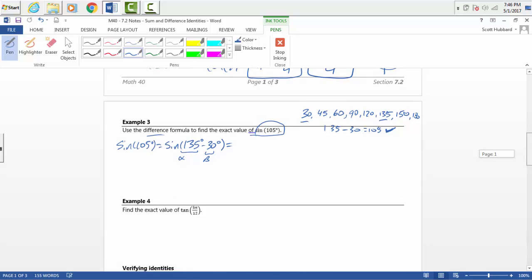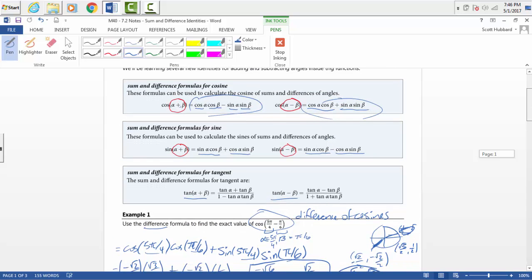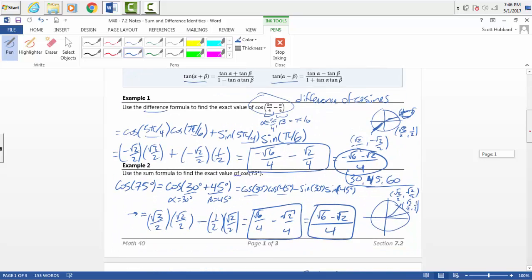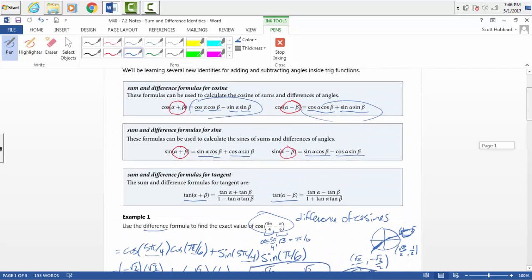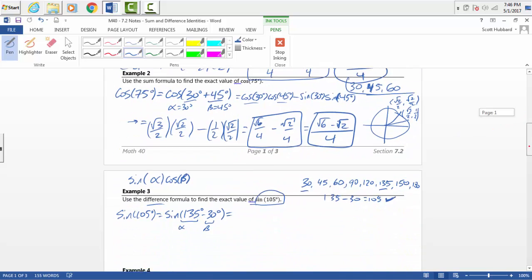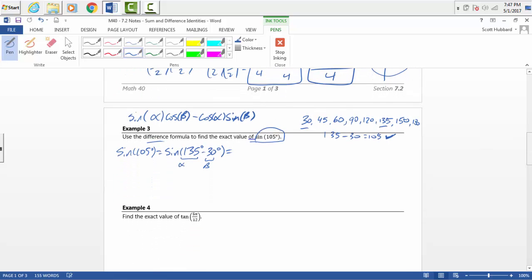And so I need the difference of sine formula, and that's up here. Difference of sine is sine alpha cosine beta. Okay, I'm gonna write that down. Sine alpha cosine beta. So I'm looking right here. Minus cosine alpha sine beta. So minus cosine alpha sine beta. And so that means it's going to work out this way.